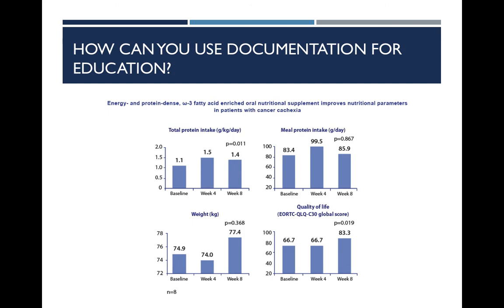And so, this is something again where they used measurable data instead of just saying, hey, we made an impact. This is why documentation is key. It's objective information that shows your education was effective.